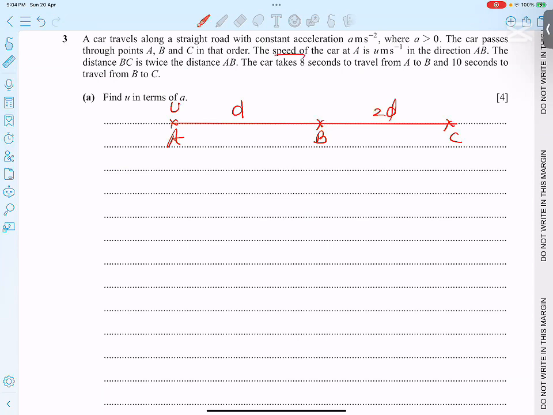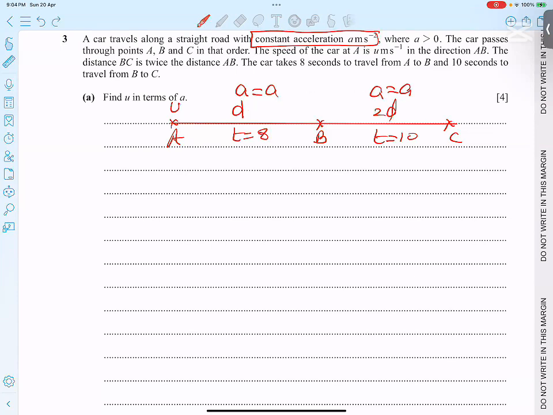And the car takes 8 seconds from A to B, so this time is 8 seconds. And 10 seconds for B to C, so this time is 10 seconds. And we have to get U in terms of A. So distance D, and acceleration throughout is A. How do I know? Because it is mentioned on the top, constant acceleration, not changing. So I have to eliminate D.